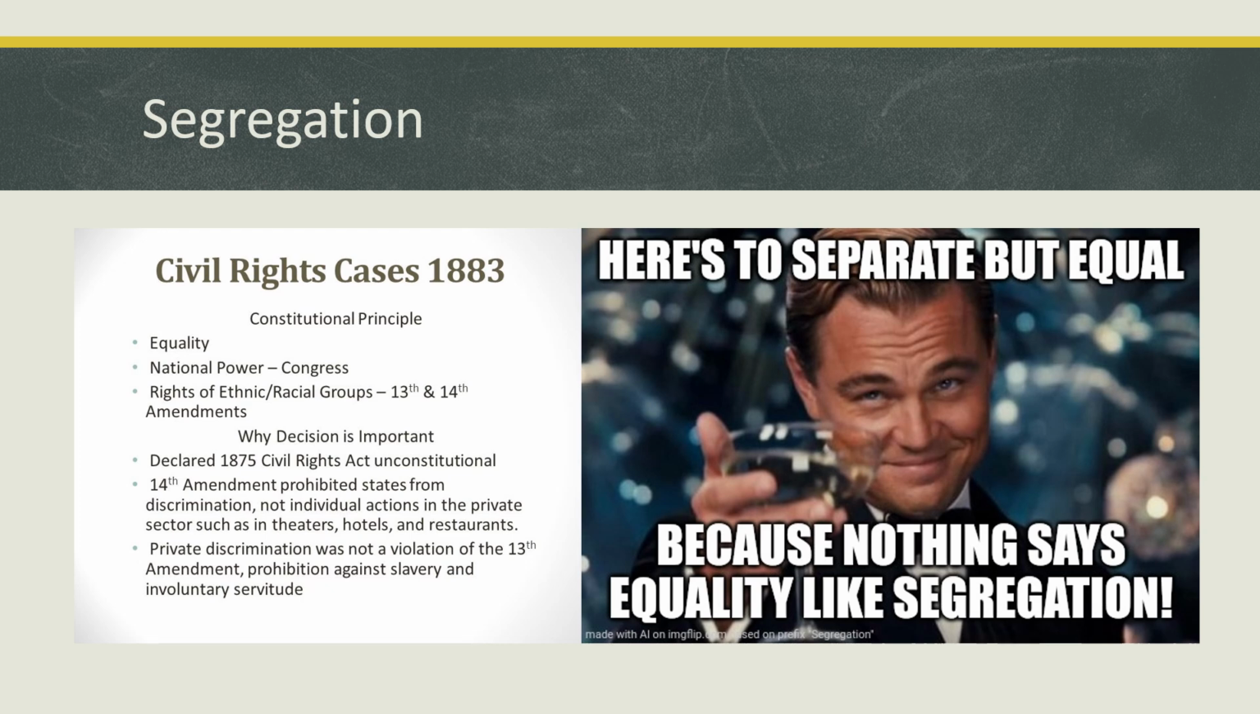In the 1898 Plessy v. Ferguson case, the court said that segregation was legal as long as it was equal. These decisions encouraged the adoption of additional Jim Crow laws that required segregation in many public facilities.